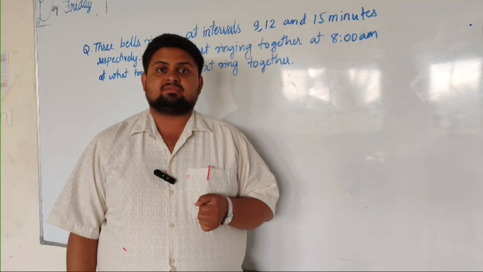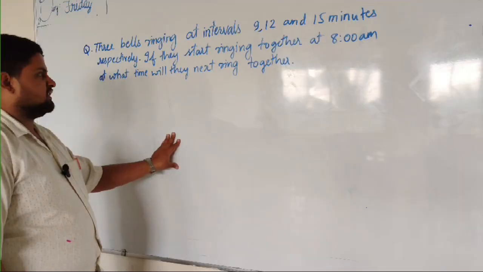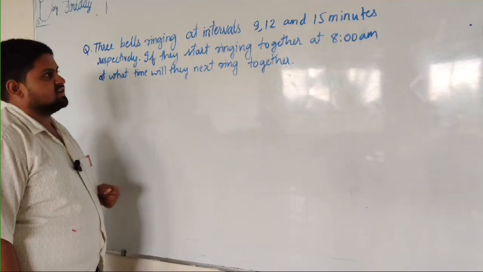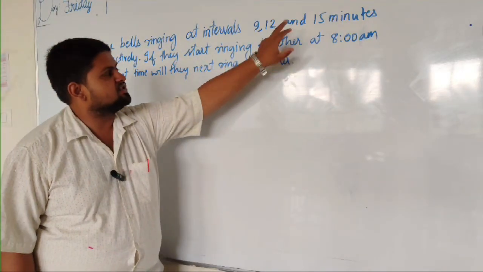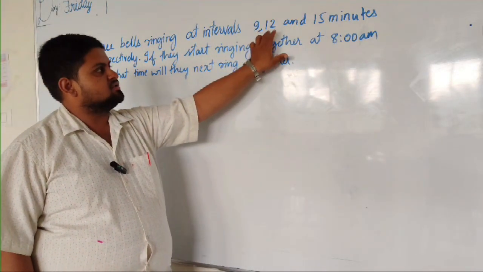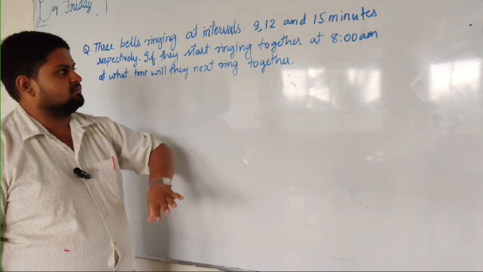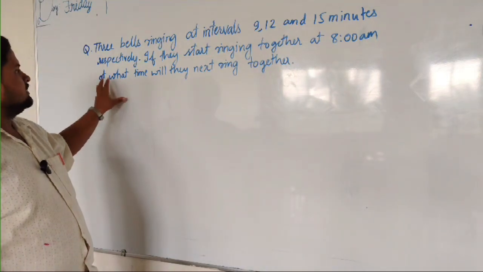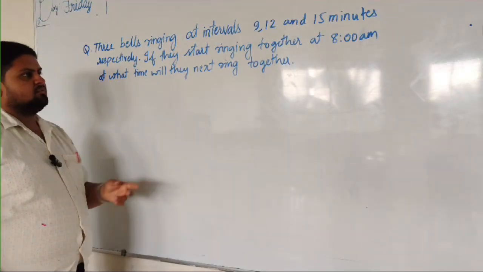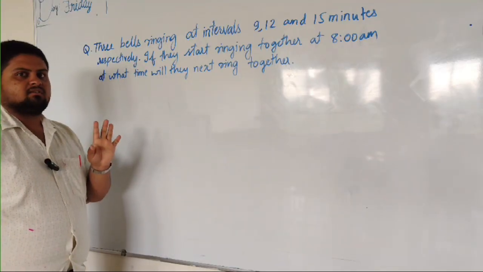Let us see what kind of questions may be expected in your board exams from the chapter Real Numbers, with the topic HCF and LCM. So here we have a question. Three bells are ringing at intervals of 9, 12 and 15 minutes respectively. If they start ringing together at 8 am, then at what time will they next ring together? I'll give you a minute, pause the video and try to understand the question by reading it.